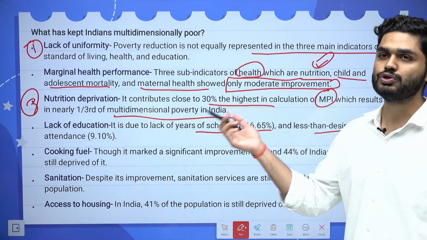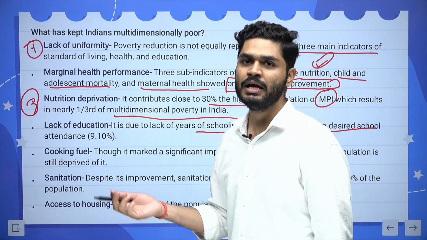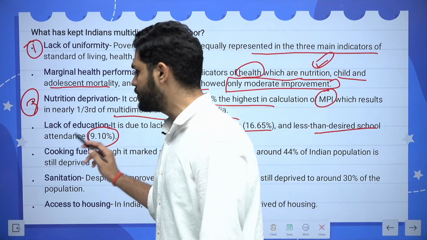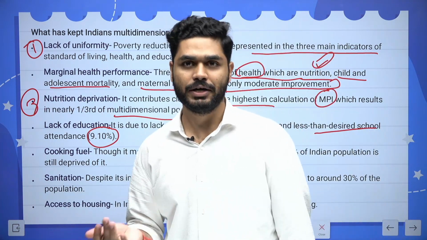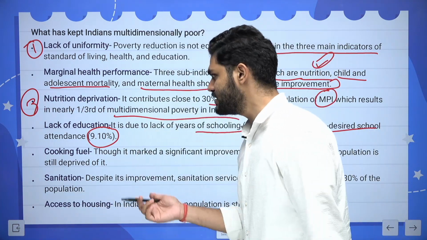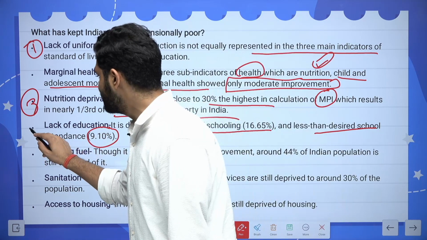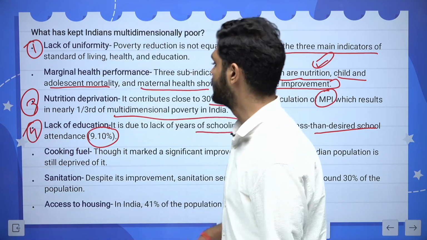But in the schools also there are instances where almost 9.10% of people are attending school less than what is required. Okay, so that is the reason why Indians have been kept multidimensionally poor.